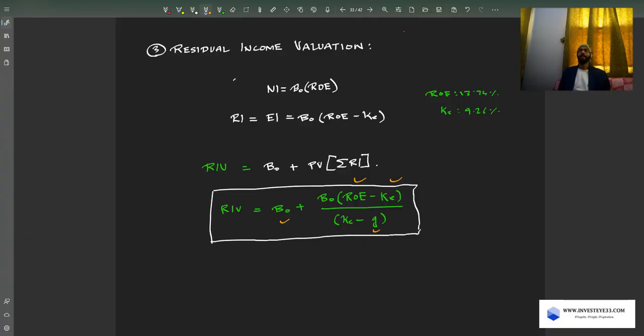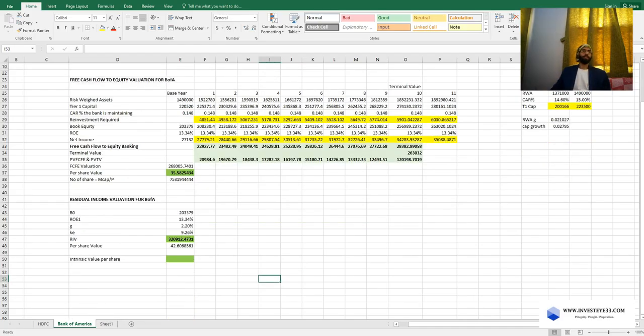We have done that in Excel sheet. So let me show you. So here, friends, we have done this. The book equity at time 0 or the base year is 203379 million, right? Here we can see the value 203379 million. Then the return on equity is 13.34, right? The growth rate is 2.26.